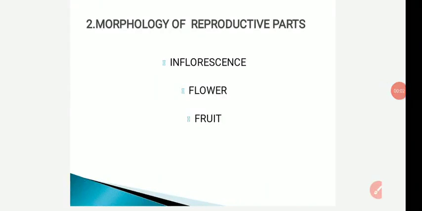Hello everyone. In this video, we are going to start with our topic number 2, that is morphology of reproductive parts. We know that the plant body is divided into two parts, that is vegetative as well as reproductive. So reproductive parts include mainly inflorescence, flower and fruits. So we are going to study this topic in 3 points. First of all, we will discuss inflorescence, then flower and then fruit. So let's start with the inflorescence.